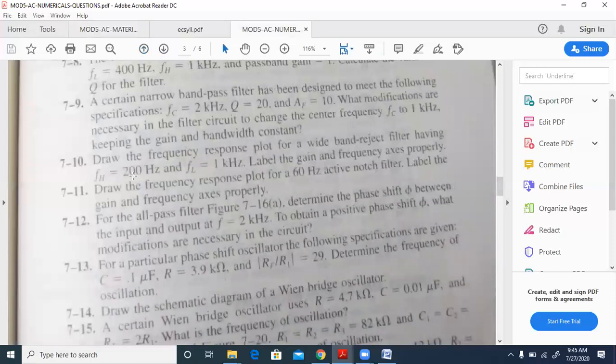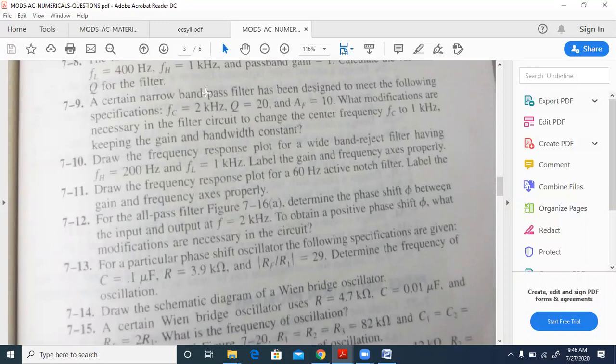So nothing big about it. You are given the values of FL and FH. FH will correspond to the low pass filter, and FL will correspond to the high pass filter. We have a higher cutoff frequency for a low pass filter and a lower cutoff frequency for a high pass filter. So using this, write the equation for that and write the equation for this, add them up, and that will correspond to the frequency response in total. That's all. Sum them up and write it.